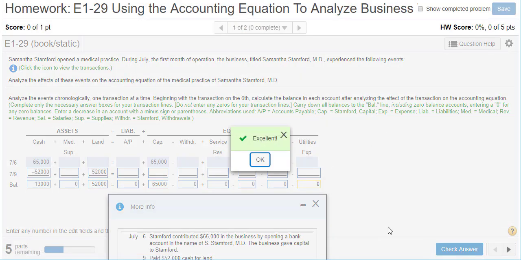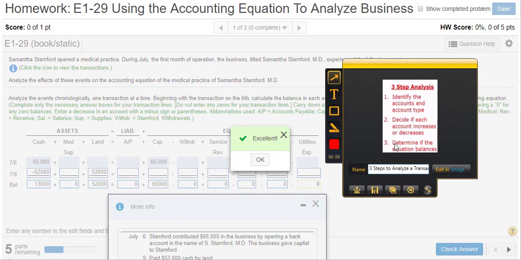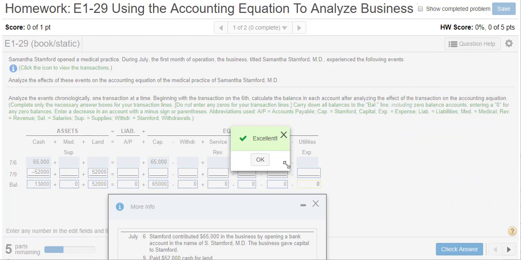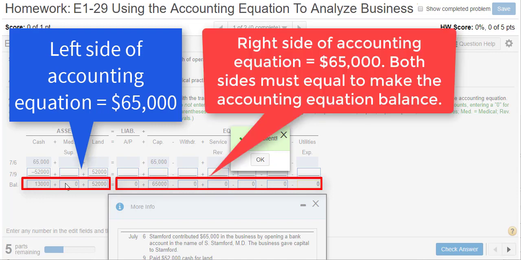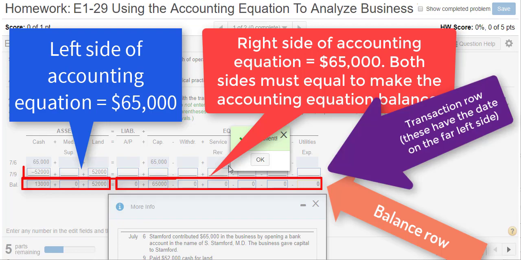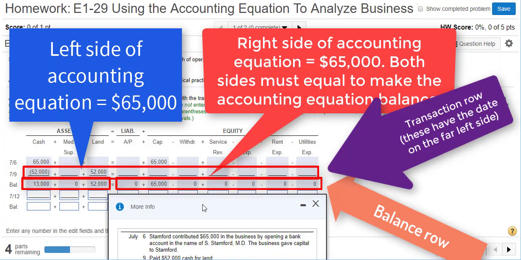Check our answer. What I should have done, which I forgot to do, is remember the third step is to determine if the equation balances. So before I clicked on check answers, I should have checked: does 13,000 plus 52,000 equal 65,000? And it does. So we have to make sure that the balance row balances and that the transaction row balances.